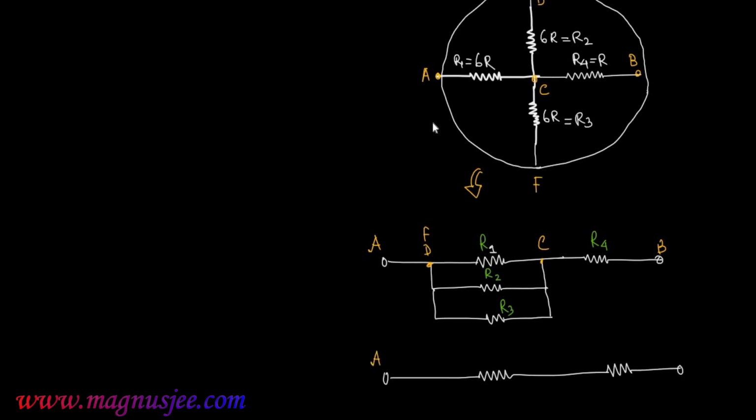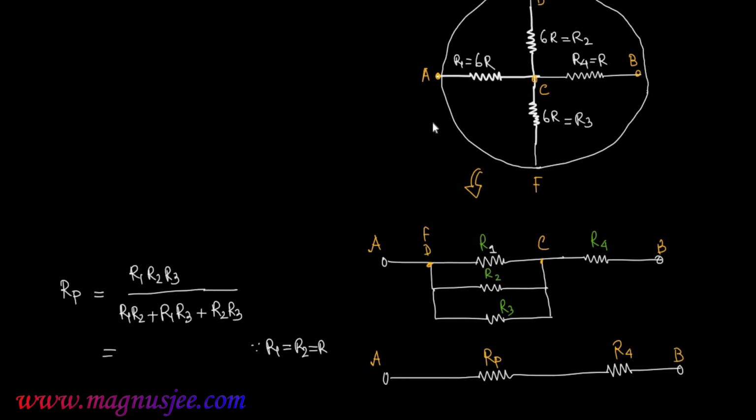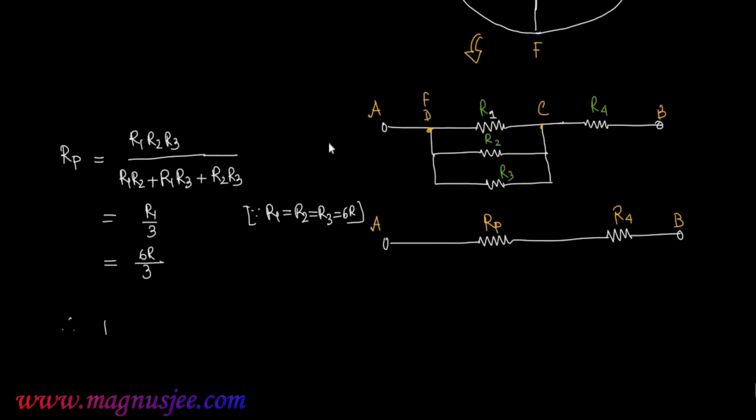Between the 2 points A and B, there should be two resistances only, RP and R4. RP is the equivalent resistance of three resistances, that is RP equal to R1 R2 R3 divided by R1 R2 plus R1 R3 plus R2 R3. Now R1 equal R2 equal R3 equal 6R. Therefore, it will be R1 by 3, equal 6R by 3. Therefore, RP is equal to R. Equivalent resistance between the 2 points D and C, or F and C, or A and C is 2R.